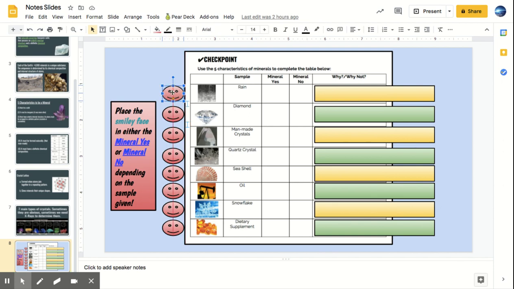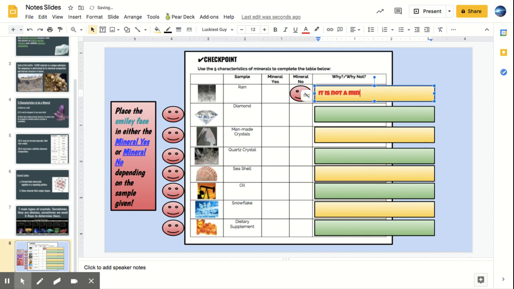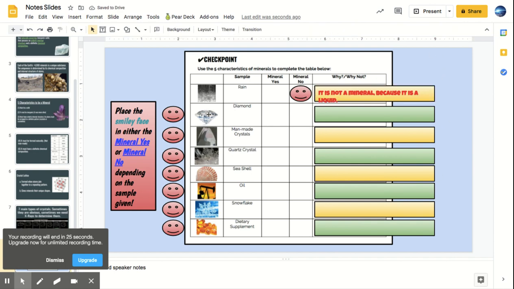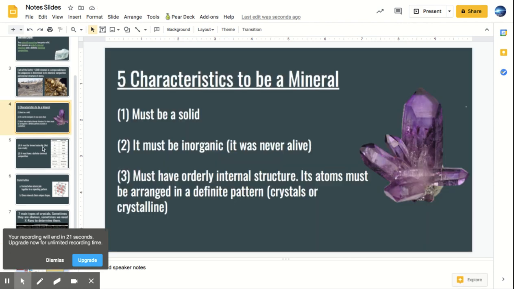And you can go through and think about the 5 different reasons that something's a mineral. Minerals must be solids. Rain is not a solid. So you would put the smiley face in mineral no, and you tell me it is not a mineral because it is a liquid. And that's it. You do that for each of these items. Make sure you go back and look at your 5 characteristics. That's where you'll get your answers from. And let me know if you need help.